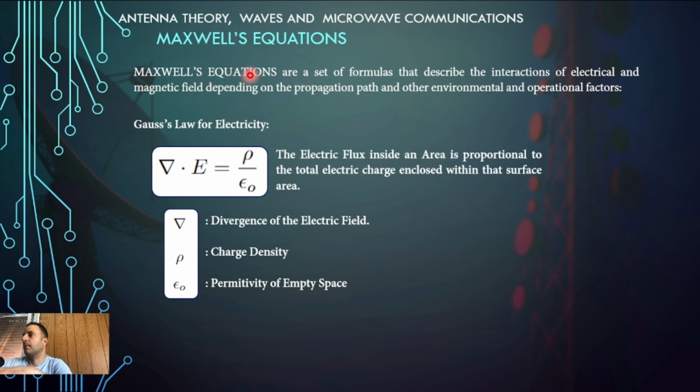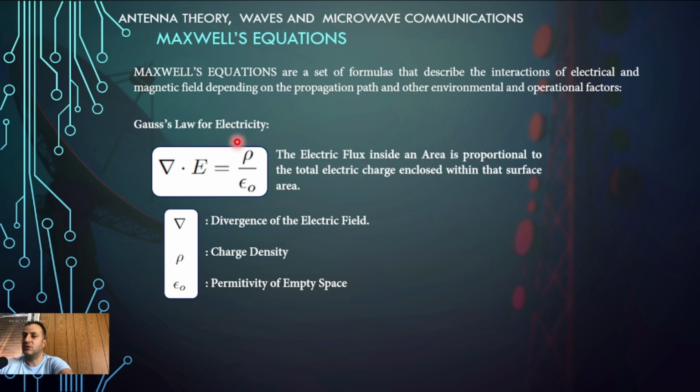Maxwell's equations. Now, coming to antenna theory, let's talk about Maxwell's equations, which are contributors to electrical or electronic transmission. Maxwell's equations are a set of formulas that describe the interactions of electrical and magnetic fields depending on the propagation path and other environmental and operational factors.